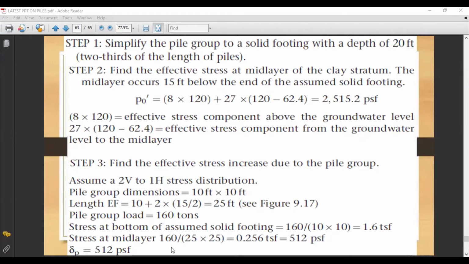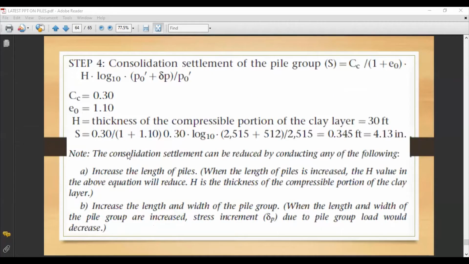Anyways, whatever you are getting, that is tons per, TSM, what is that? Tons per square meter, actually. Strictly speaking, that is tons per square meter. So once you have all the values, once you have Cc, e0, Cc is given, e0 is given, and H you can take as 9 meter, and everything you can take in tons or kilonewtons. You will get this final value.